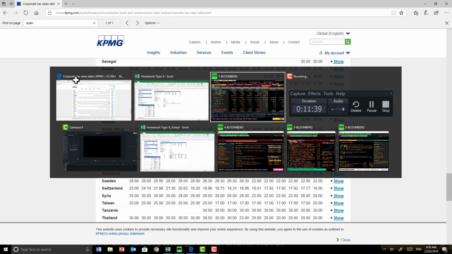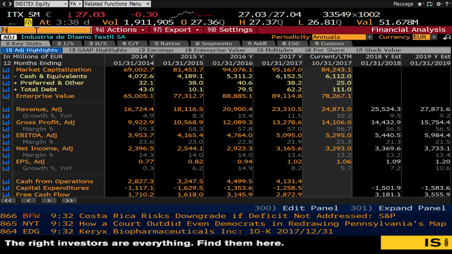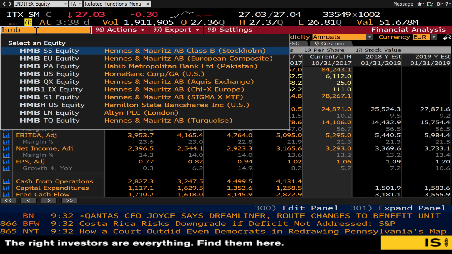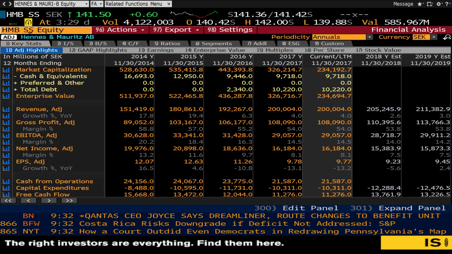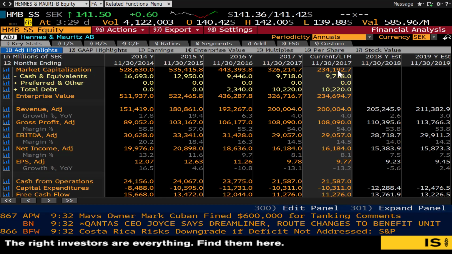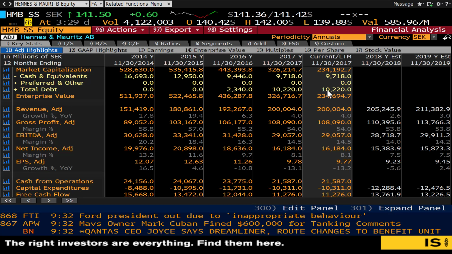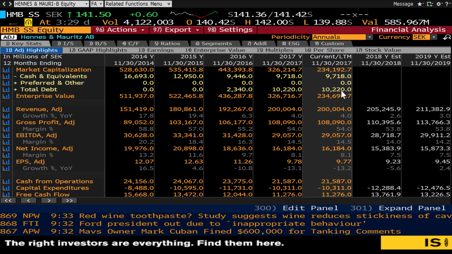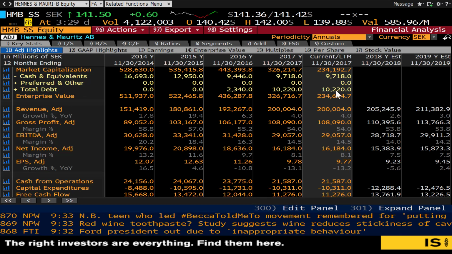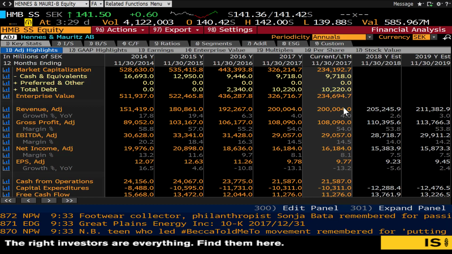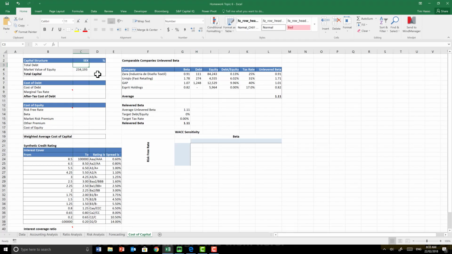So for H&M, I'm just going to go into Bloomberg, switch the FA function to H&M, press enter, and I can see that their market cap currently is about 234 billion. Going to copy that, go back to Excel, paste it into the market value of equity, go back to Bloomberg. I can look at the total debt, which is about 10 billion and some change, copy that, go back to my Excel spreadsheet and paste that into the cell.